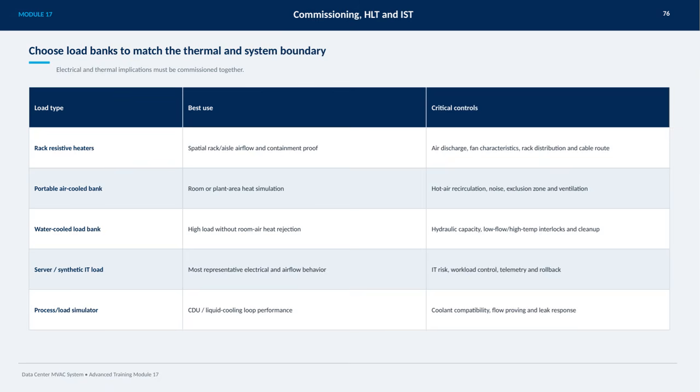Lastly, process or load simulators focus on CDU or liquid cooling loop performance. They demand attention to coolant compatibility, flow proving, and prompt leak response mechanisms. Each type of load bank plays a specific role, and ensuring their proper use with the right controls is essential to a successful commissioning process.